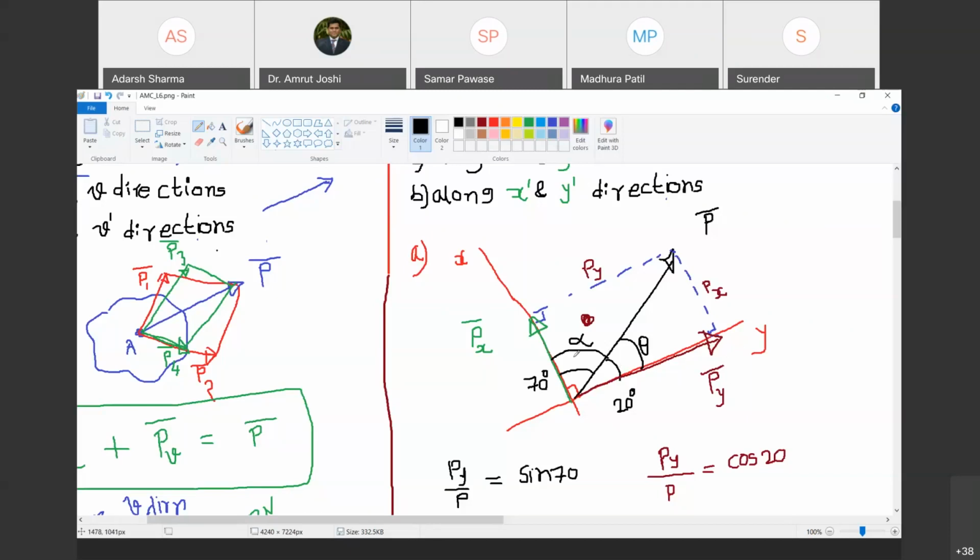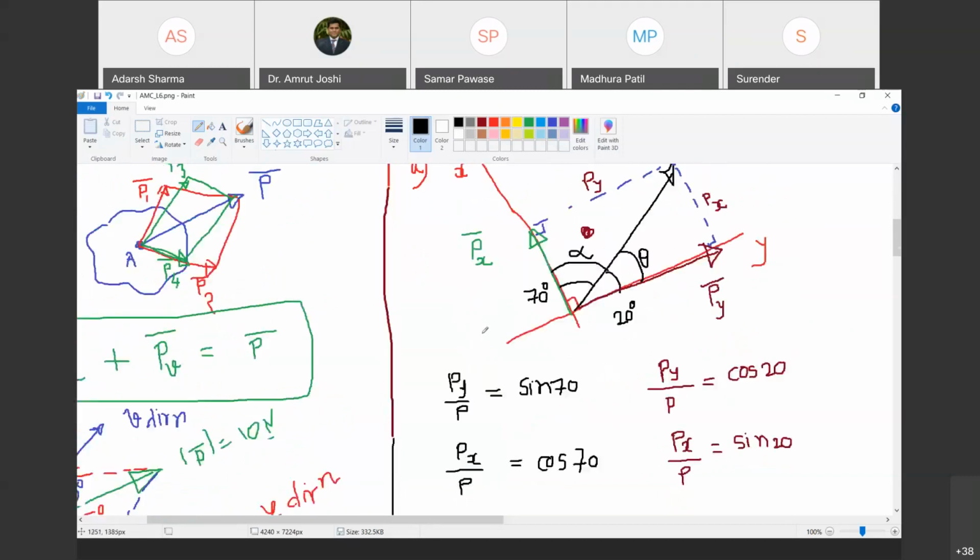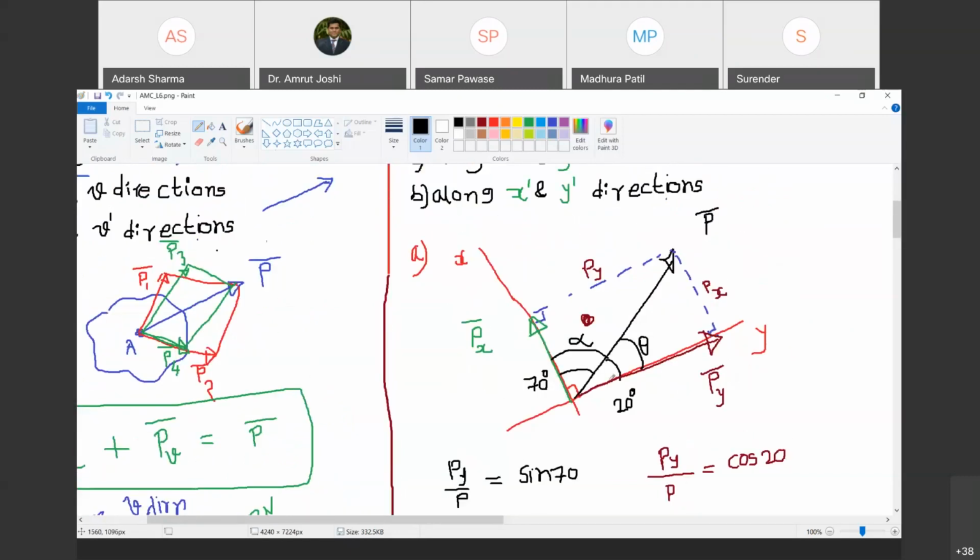Yes, sir. Okay. So therefore, rectangular components mein kaise rehta hai, dekho, it's very easy. Jo angle hai, wo wala component cos hai. Aur jo angle nahi diya hai, wo wala component sine hai. Are you with me? Yes, sir.